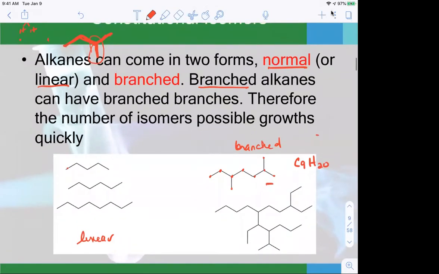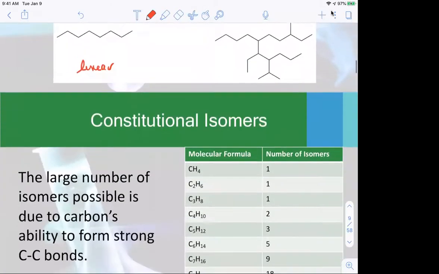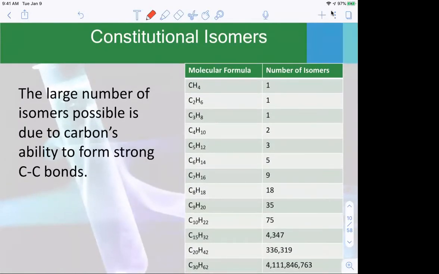So you can imagine, as I add branching, the number of isomers that are possible grows really, really quickly. So if you think about it, here's my molecular formula. This does not tell me if things are connected in a straight chain or if I have branching. For methane, I can only draw one isomer. For ethane, I can only draw one isomer. For propane, I can only draw one isomer.